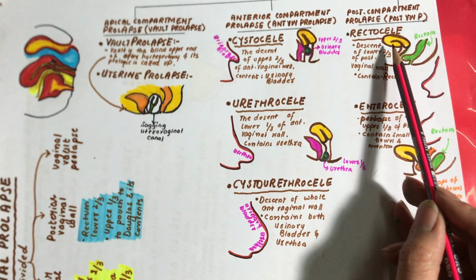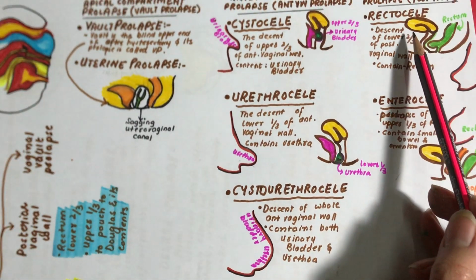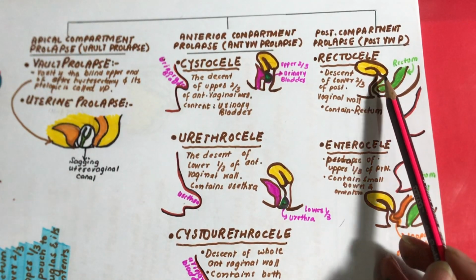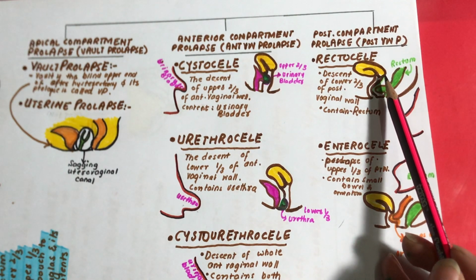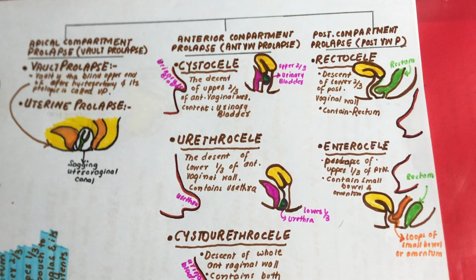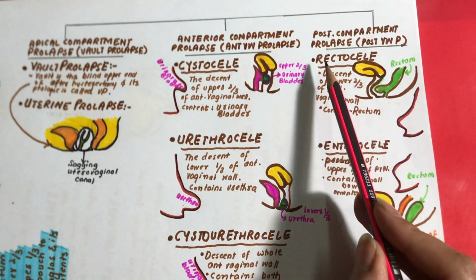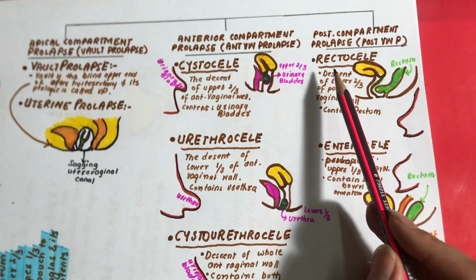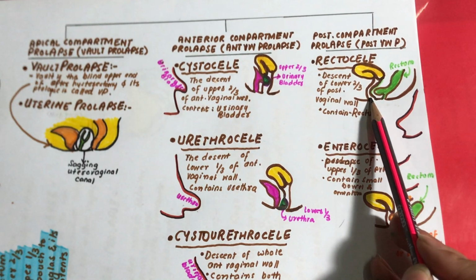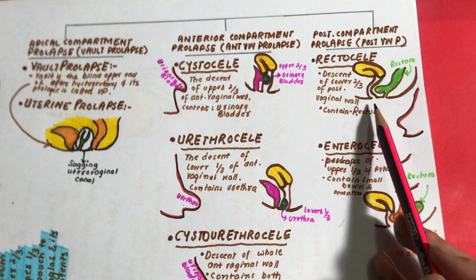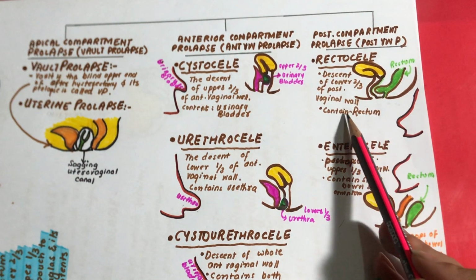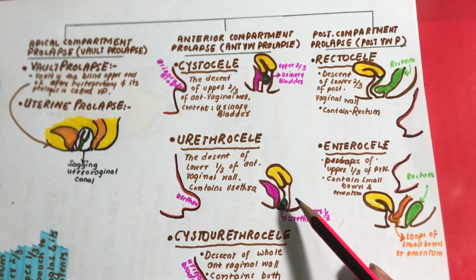Then moving on to posterior compartment prolapse. In posterior compartment prolapse, posterior vaginal wall prolapse is present. Again, we will go systematically. First, we talk about the rectocoele. Remember, in rectocoele the rectum has descended into the lower two-thirds of the posterior vaginal wall. The rectum lies lower, so the lower two-thirds of the posterior vaginal wall has descended. And what does it contain? It contains the rectum.